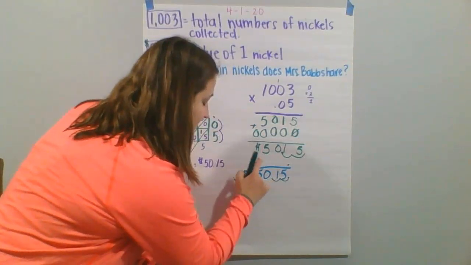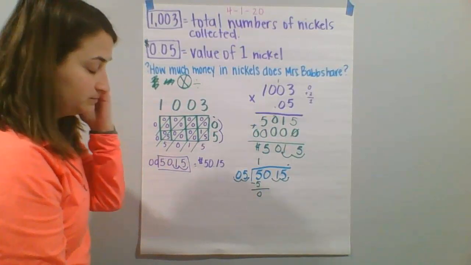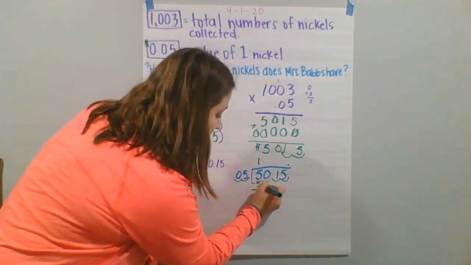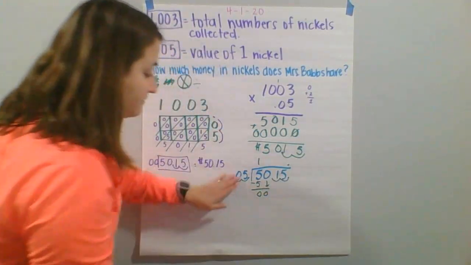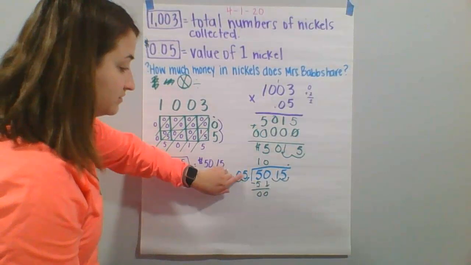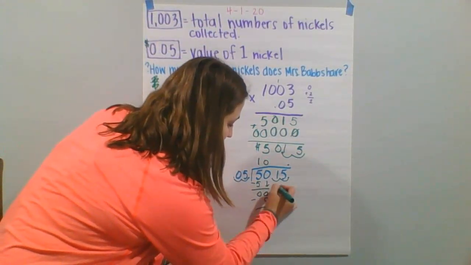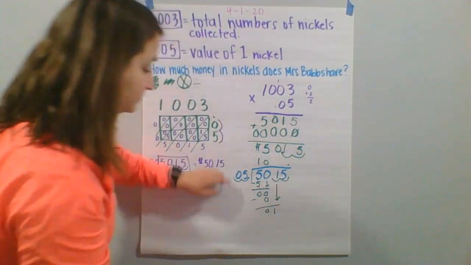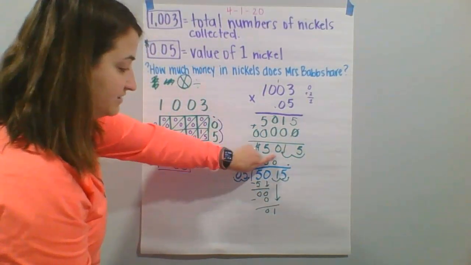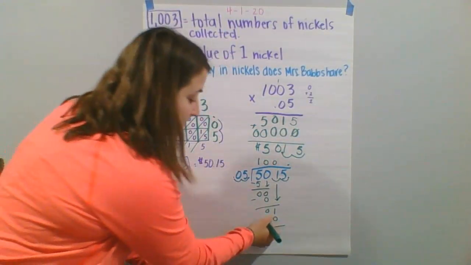We multiply 5 times 1, which is 5. We subtract and we get 0. 5 goes into 0. Oops, bring down your 0. 5 goes into 0 0 times. 5 times 0 is 0. We subtract, bring down our 1. 5 goes into 1 0 times. 5 times 0 is 0. We subtract, we get 1.